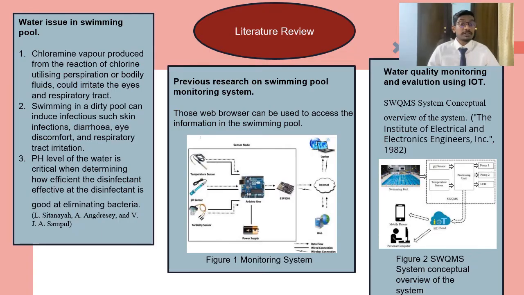This is the literature review that I've researched from articles. The first one is the water issues in swimming pools, from the article by L. Sityanan and V.J.A. Sampul, the authors of the article and the journal. You can see the water issues in swimming pools now. The first one is chlorine vapor produced from the reaction of chlorine with precipitation or bodily fluids, which could irritate the eyes and respiratory tract.